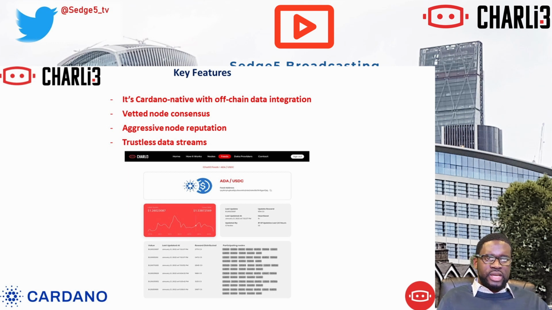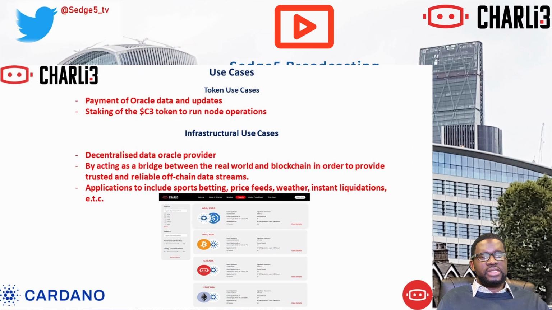Now on to token use cases. As I've already said, the ticker symbol is C3. First token use case is that of payment of Oracle data and updates, and staking the token to run node operation. Now on to some infrastructural use cases. The first one is decentralized data Oracle provider. That's what the platform is for.